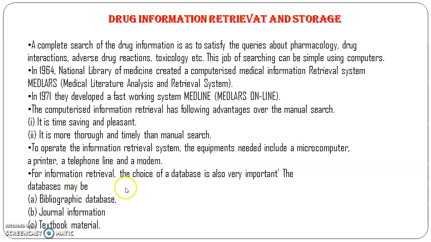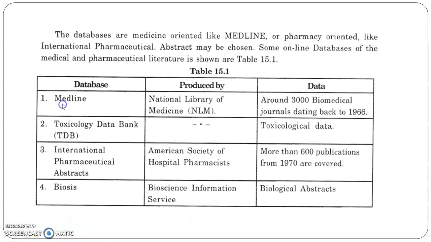For information retrieval, the choice of database is also very important. Databases may be bibliography databases, journal information and textbook material. Databases are of medicine like Medline or pharmacy-oriented like International Pharmaceutical Abstracts. Some of the online databases of medical and pharmaceutical literature are shown in table 15.1. The table includes the database, who produced it, and the data.